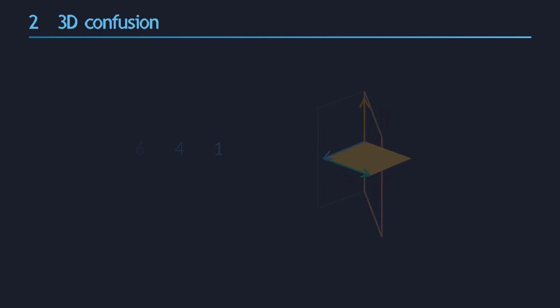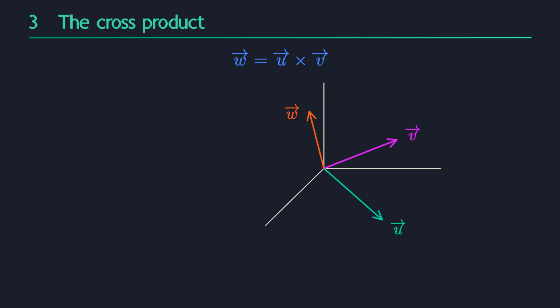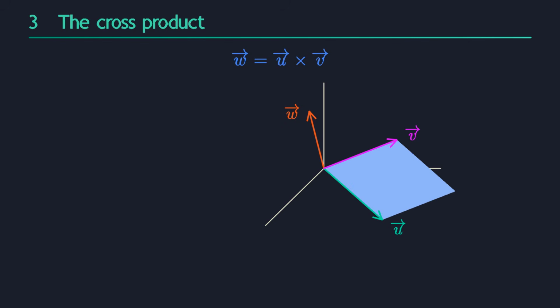We have one more confusing piece of vector algebra to deal with. It's called the cross product. You may have heard of it, or you may have used it in vector calculus or in physics. The idea is that you have 2 vectors, u and v, and their cross product is a third vector, w. This new vector is perpendicular to both u and v, and its length is defined to be the area of the parallelogram between u and v.